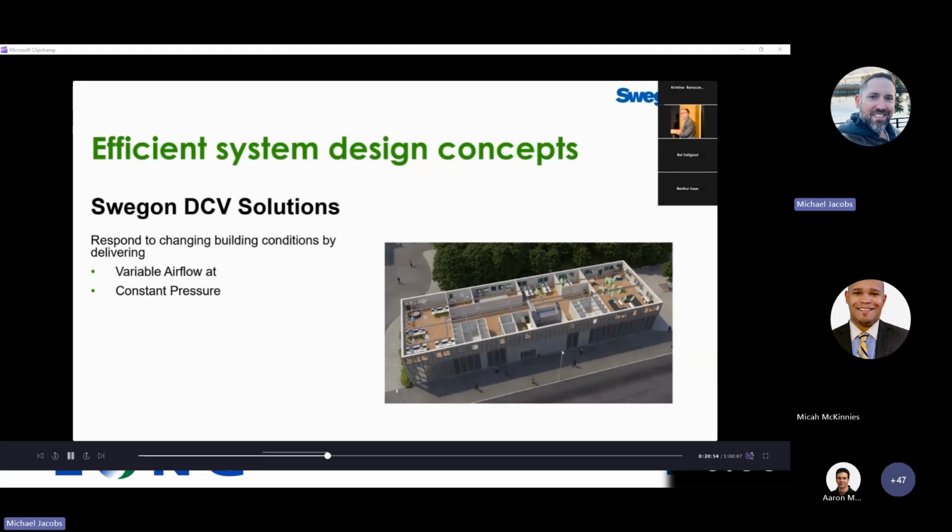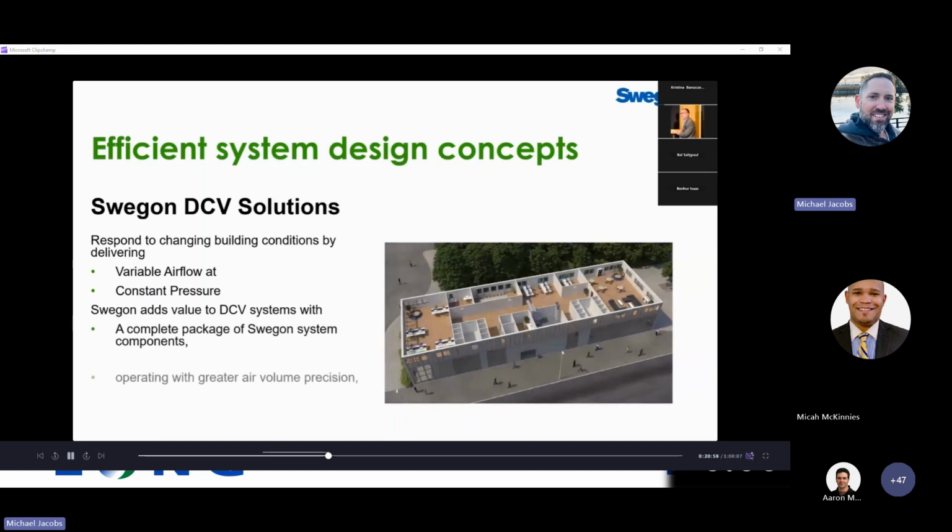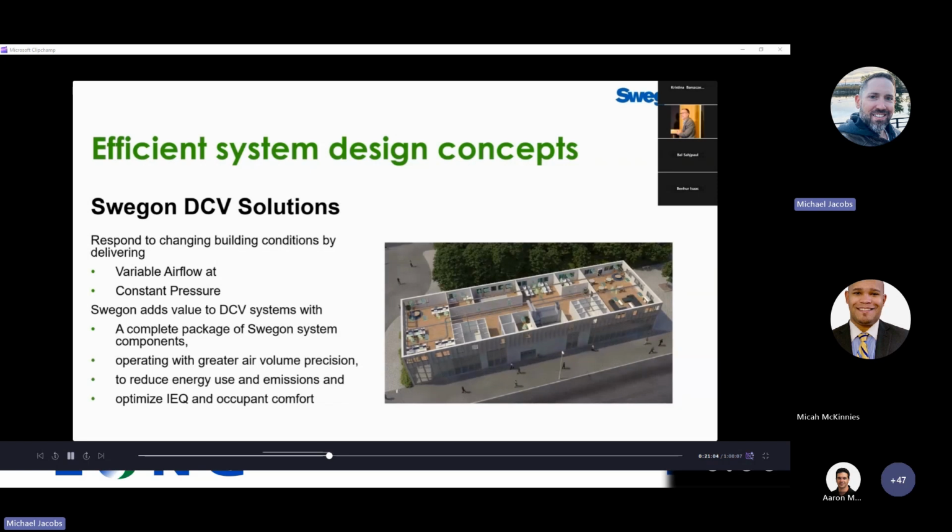So we want to have a system that provides variable airflow, but at constant pressure, so that we can always get air where it needs to go. Lots of competitors are already doing that. This isn't new. What is new is that Swegon believes that we're adding value by providing a complete package of system components, as opposed to just one piece of the system, that as a system can deliver greater efficiency and greater precision, resulting in even better energy reduction, lower emissions and better comfort.